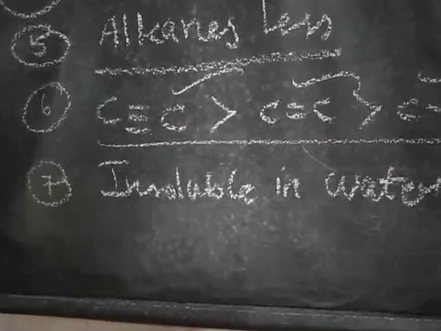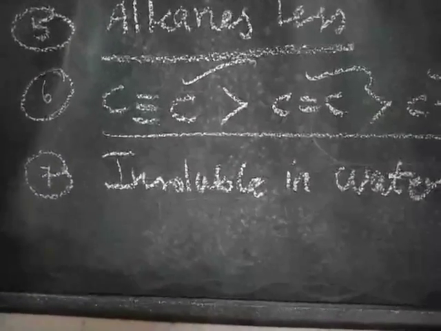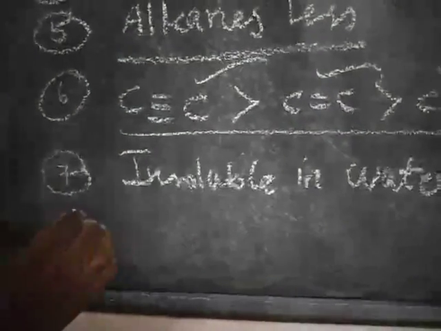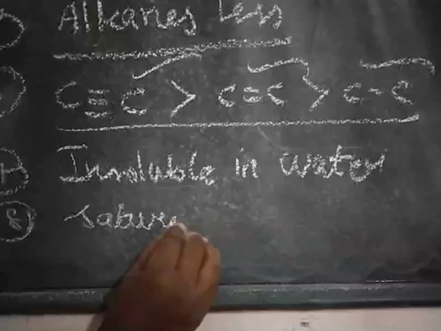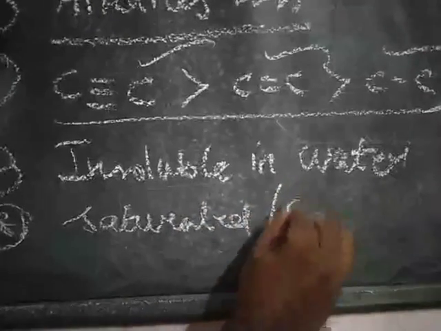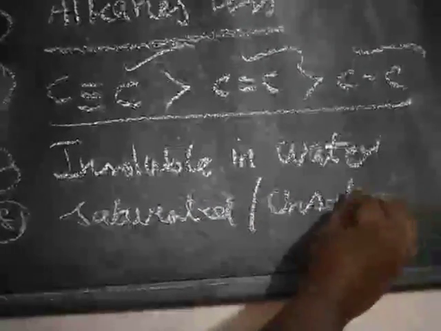Alkanes are saturated, whereas alkenes and alkynes are unsaturated.